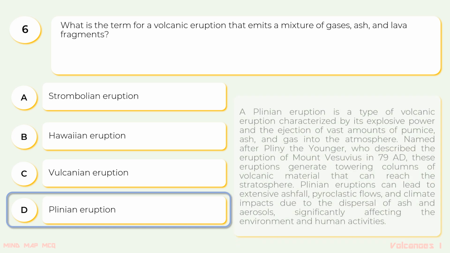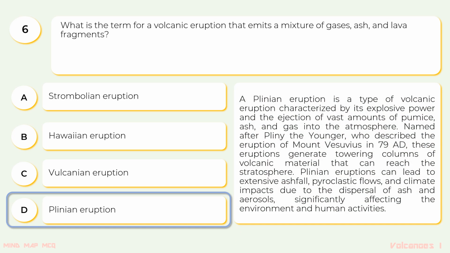Plinian eruption. A Plinian eruption is a type of volcanic eruption characterized by its explosive power and the ejection of vast amounts of pumice, ash and gas into the atmosphere. Named after Pliny the Younger, who described the eruption of Mount Vesuvius in 79 AD, these eruptions generate towering columns of volcanic material that can reach the stratosphere.